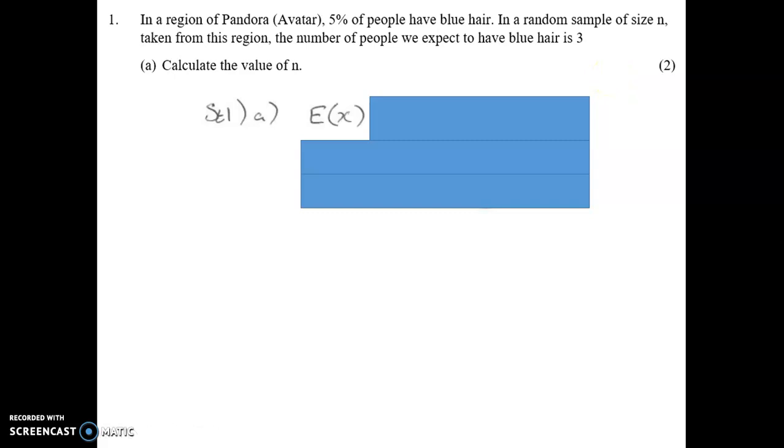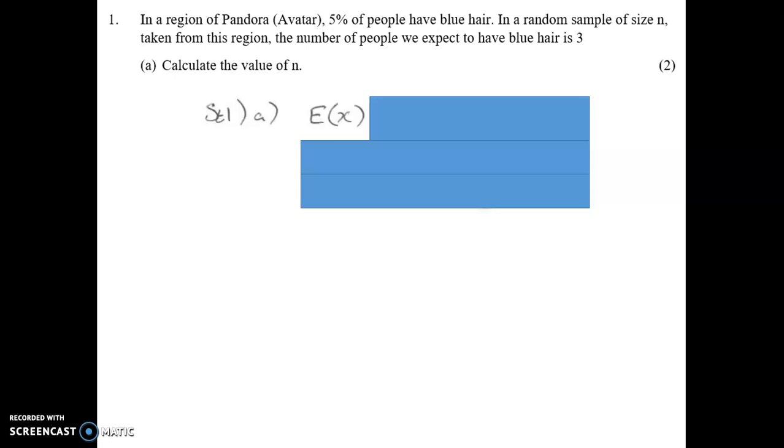Right, so we're on to the first applied question in the CWC test, which is a stats question. We're given that in this region of Pandora 5% of people have blue hair, so 95% don't, and it says in a random sample of size n taken from this region, the number of people we expect to have blue hair is 3. So hopefully you recognise this as a binomial problem.